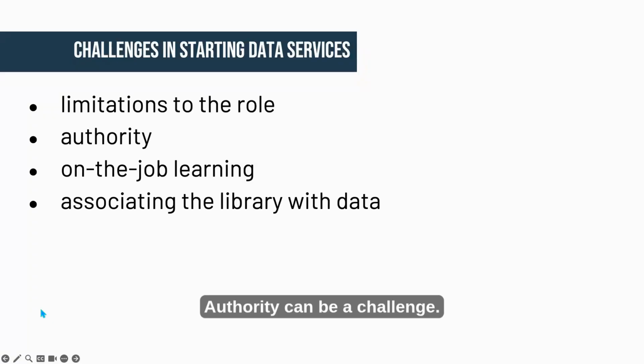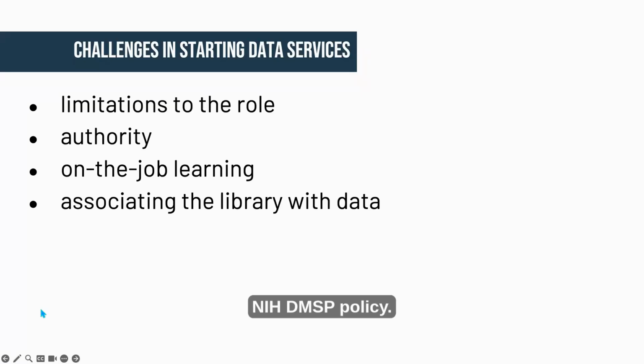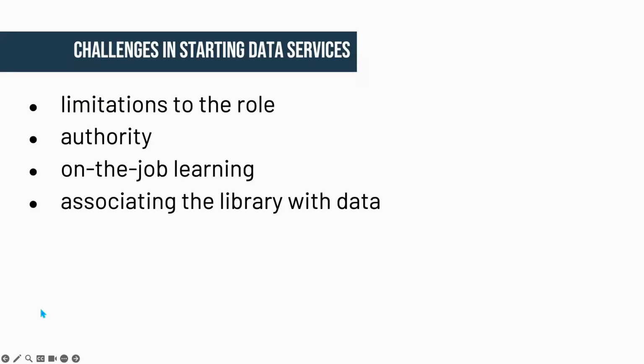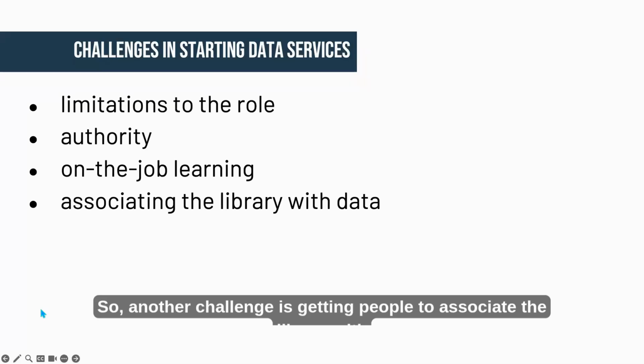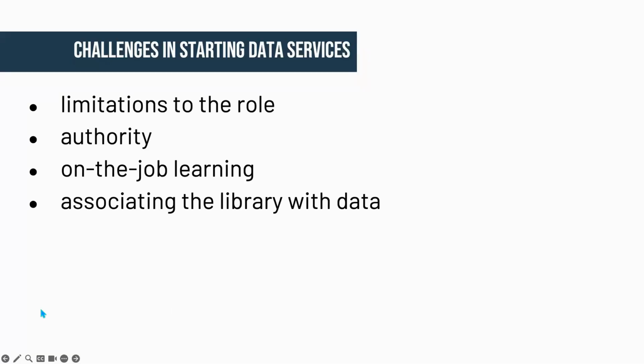Authority can be a challenge. Researchers may not see the librarian as an authority, even when they are just communicating a policy, such as the NIH DMSP policy. All or much of this is on-the-job learning, even though specializing in data. So, another challenge is getting people to associate the library with data is going to be an ongoing task.